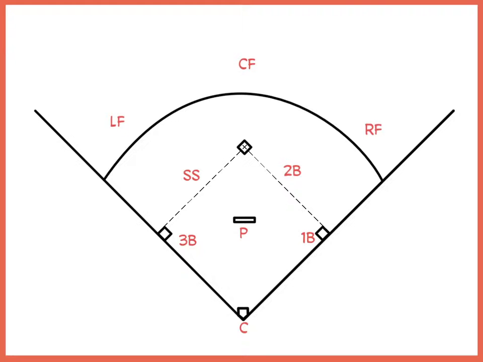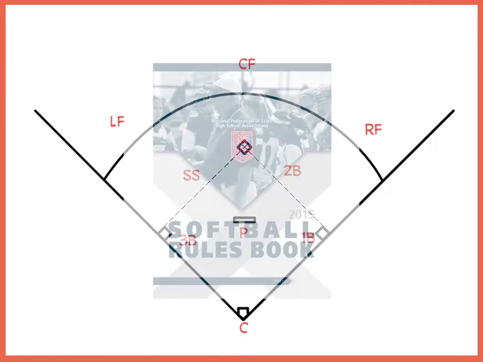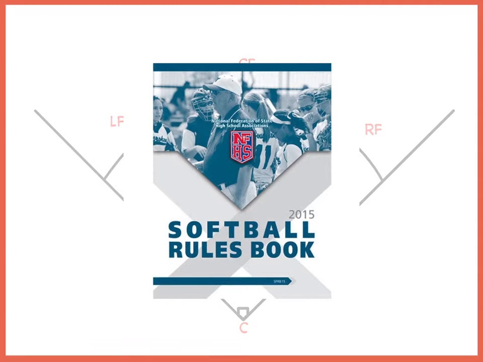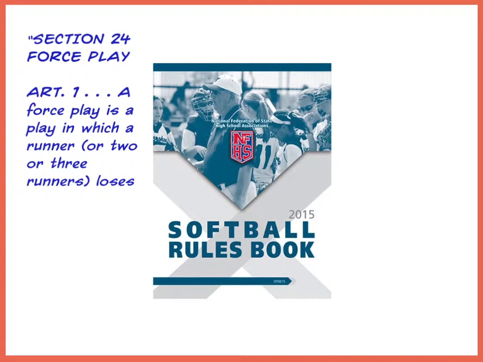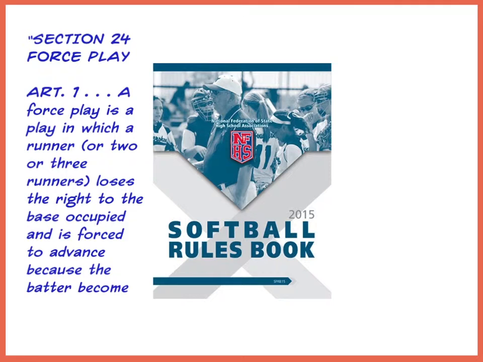According to Section 24, Article 1 of the National Federation of High Schools Rulebook for Softball, a force play is a play in which a runner, or two or three runners, loses the right to the base occupied and is forced to advance because the batter becomes a batter runner.